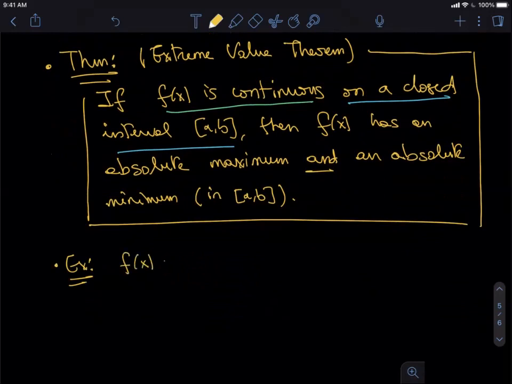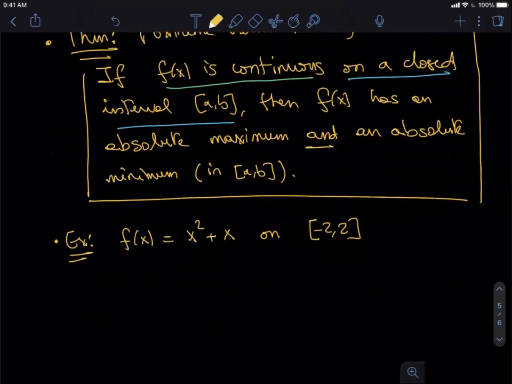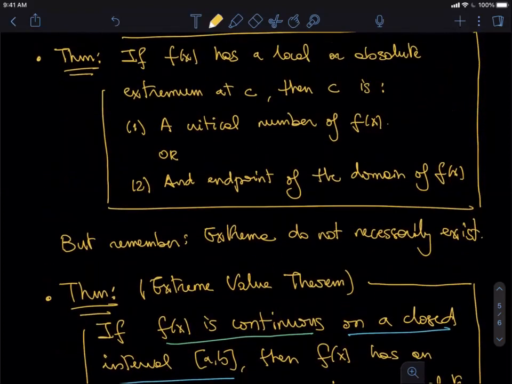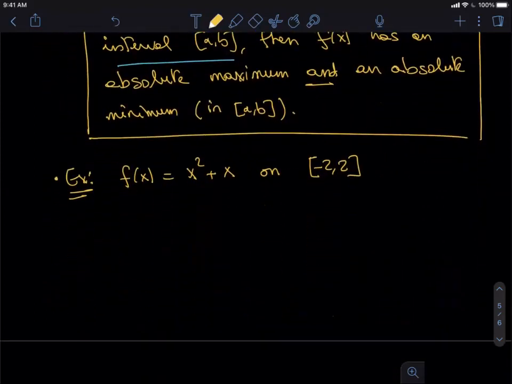Let's look at f of x equals x squared plus x, on the interval [-2, 2]. The extreme value theorem says that because f of x is a polynomial which is continuous, and the interval [-2, 2] is closed, then there will be an absolute maximum and an absolute minimum. So let's find them. The previous theorem says that to find those, we just need to check the critical numbers and the endpoints of the domain. So let's go for it.